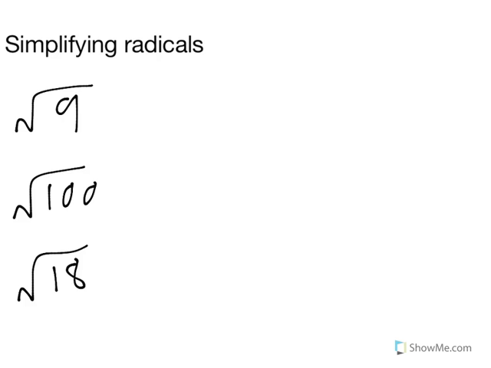So simplifying radicals. So, square root of 9, that equals 3, because 3 times 3 equals 9. Pretty basic stuff. Same thing with 100. Square root of 100 equals 10, because 10 times 10 equals 100. Now, square root of 18, that's a little trickier. If you were to type that in a calculator, you'd get 4 point something something. That is a decimal approximation. That's not an exact answer. We want to get the exact answer. But the best we can do is just simplifying the radical.